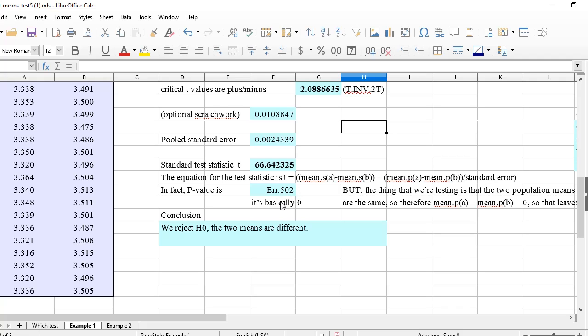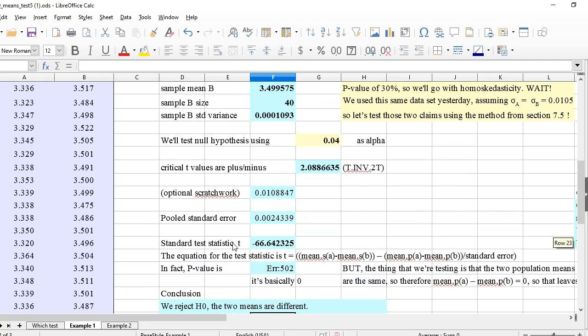Okay, so if we transfer that t-test statistic into a p-value, let me show you what I did, the t.dist.2t, with that, I got an error because it's so small. It's basically 0. So our conclusion is that we're going to reject the null hypothesis and say that the two means are different. There you go.